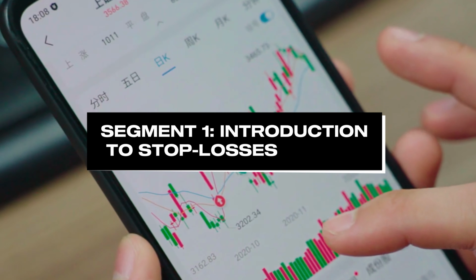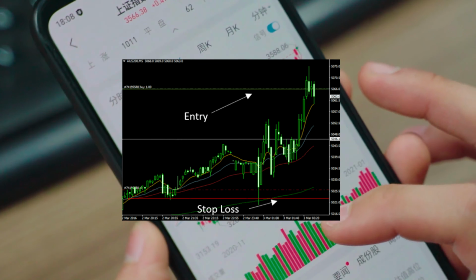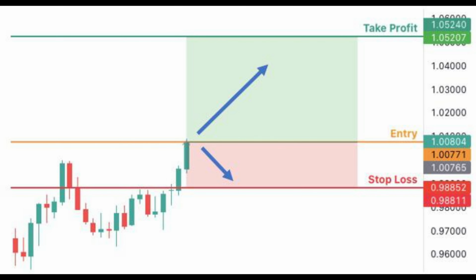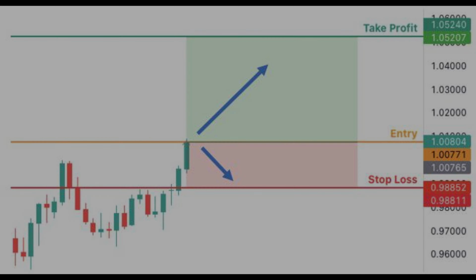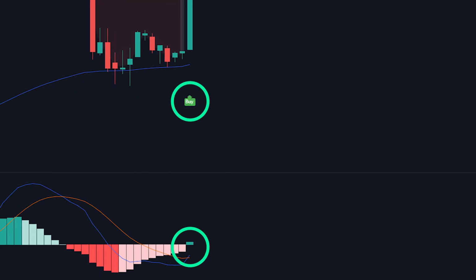Let's start with the basics. A stop loss is an automated order that closes your position if the market moves against you, limiting your losses. However, the challenge lies in setting it correctly. Too tight, and you might be stopped out prematurely. Too wide, and you risk larger losses.